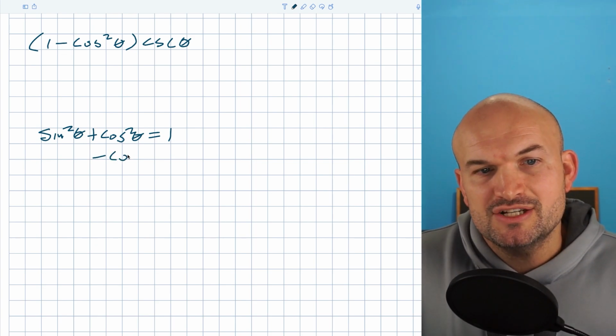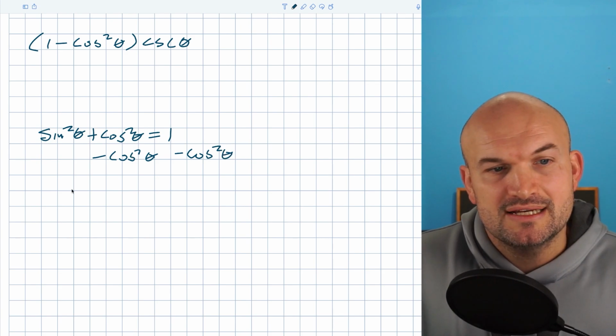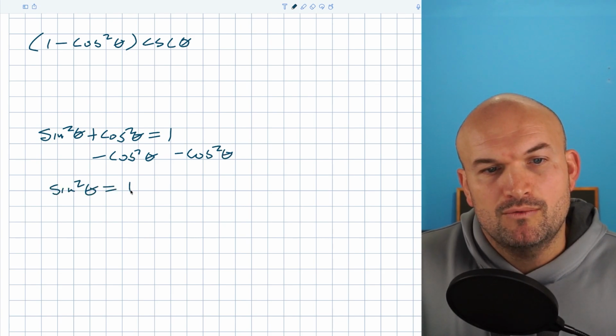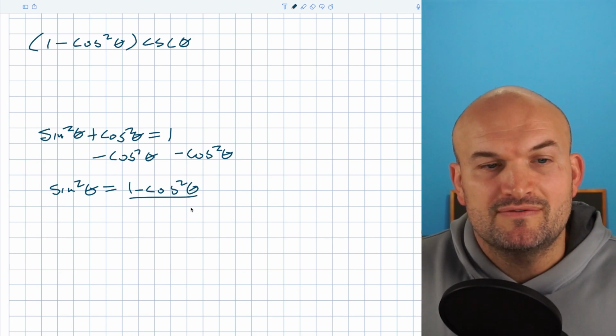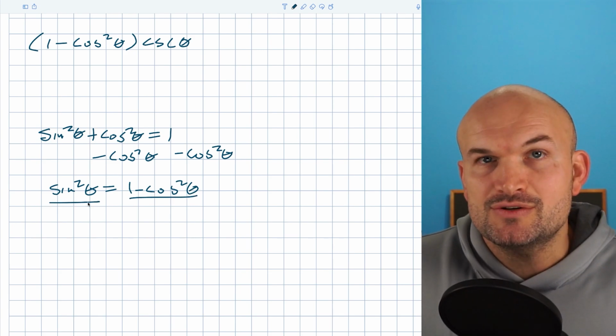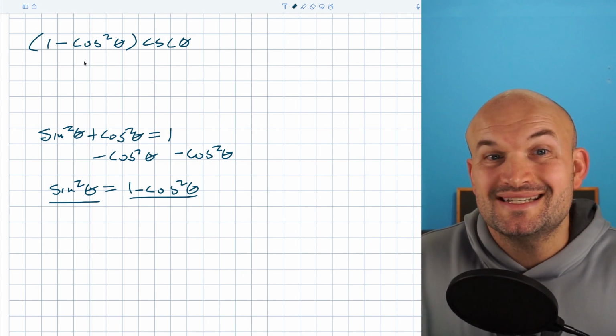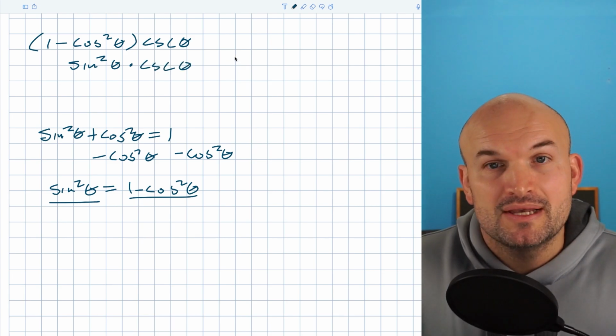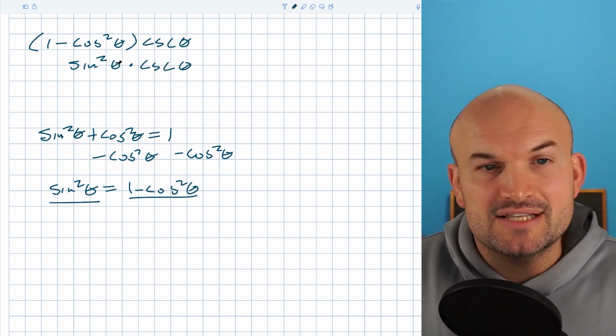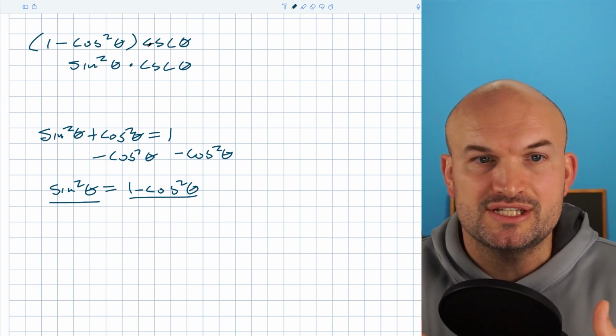Well, notice if I just go ahead and subtract a cosine squared of theta on both sides, I get a sine squared of theta equals 1 minus a cosine squared of theta. So 1 minus cosine squared of theta is equal to a sine squared of theta. This is very important because now I can rewrite this as a sine squared of theta times a cosecant of theta. Now, it's important when we're looking at this that we also remember I'm looking for this division property.